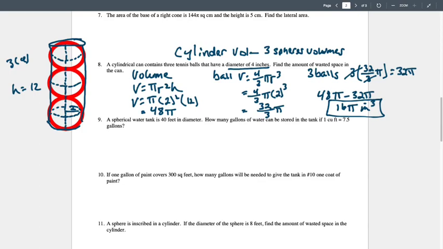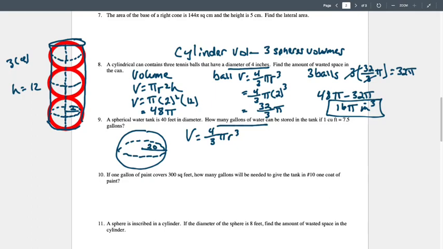All right, next we have a spherical water tank, and it has a 40-foot diameter. So let me draw this. If it's got a diameter that's 40, that means its radius is 20. How many gallons of water can be stored in the tank? That's volume. And it's a sphere, so we're going to do 4/3 pi r cubed for that. The tank can be stored if 1 cubic foot is 7.5 gallons. So we're going to figure out how many gallons, even though our units are feet. We'll worry about that in a minute. First, let's figure out what the volume is using the information that we have.